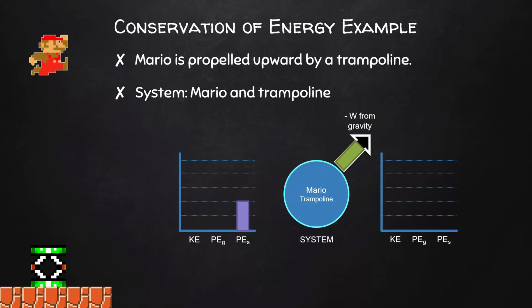When we write our conservation of energy equation, we get the original elastic potential energy plus the negative work done by gravity equals zero energy at the end. We can rearrange this to say that the elastic potential energy is equal to the work done by gravity. This gives us, once again, 1/2 kx squared equals Fg delta H.